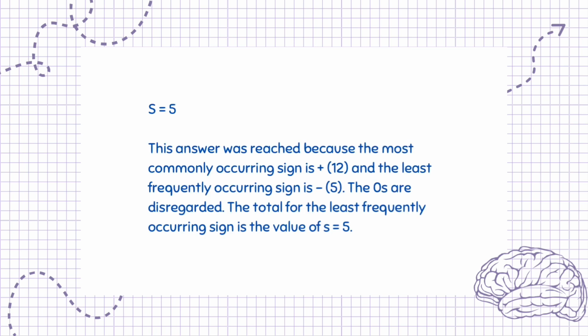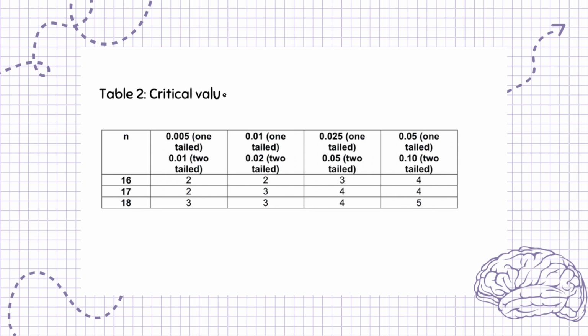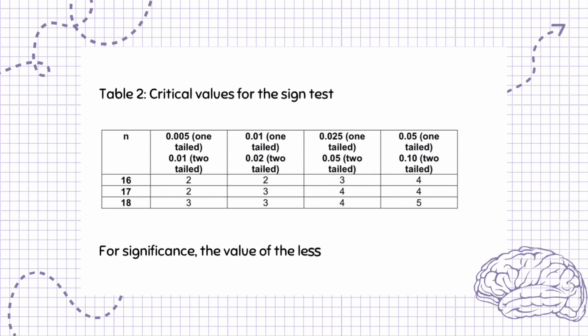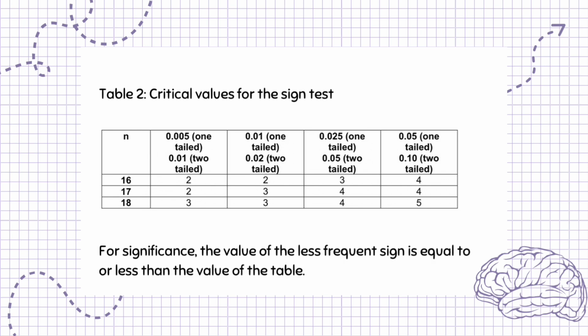S equals 5. This answer was reached because the most commonly occurring sign is plus, 12, and the least frequently occurring sign is 5. The zeros are disregarded. The total for the least frequently occurring sign is the value of S, equals 5. Table 2. Critical values for the sign test. For significance, the value of the less frequent sign is equal to or less than the value in the table.